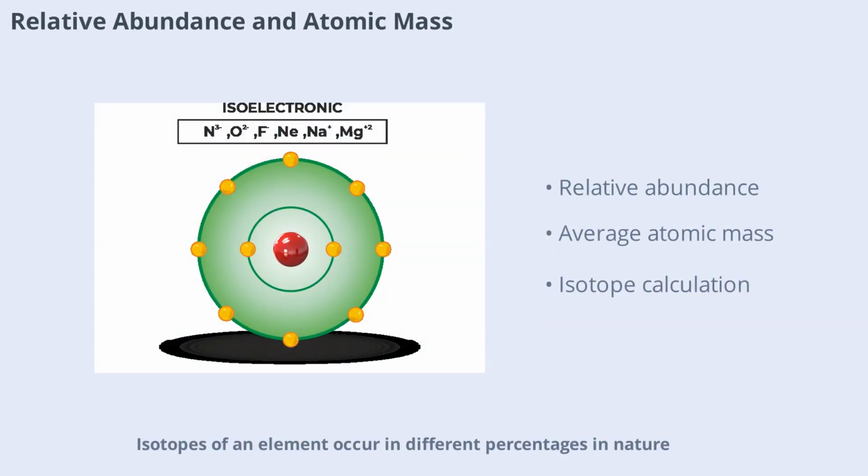Isotopes of an element occur in different percentages in nature, known as relative abundance. Using these percentages, the average atomic mass of the element can be calculated. For example, chlorine has two main isotopes, 35Cl and 37Cl, with abundances of 75% and 25%, respectively. This calculation is essential for understanding the properties and behavior of elements.